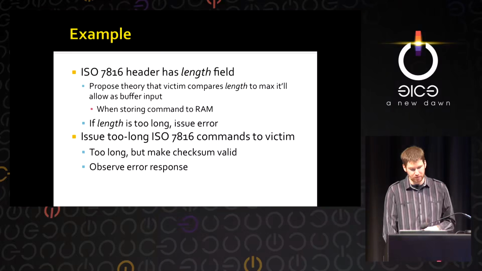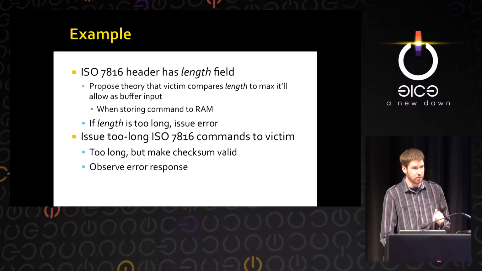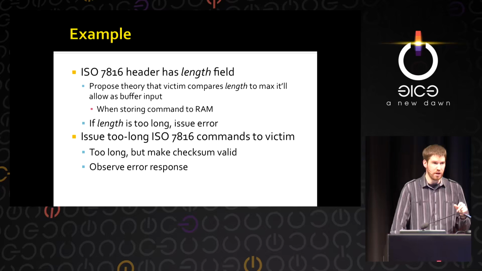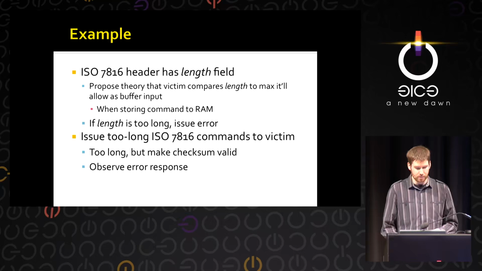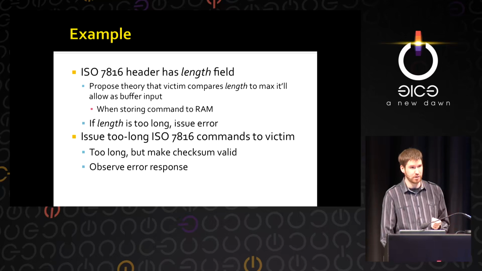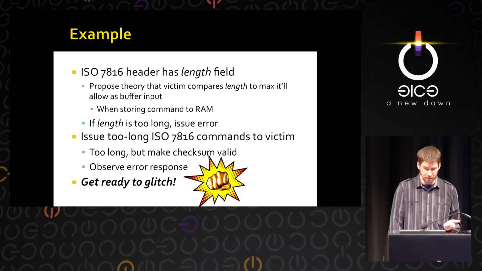Usually I'm not going to allow you any more than this, because I've only set aside 64 bytes of RAM to store the commands, for example. My hunch was that if the length was too long, then it would issue an error. So the next theory was to issue a whole bunch of too-long commands to the victim, but otherwise correct up the checksum so that it was correct, and then observe the error response from the CPU. And at this point, now is when you get ready to glitch.